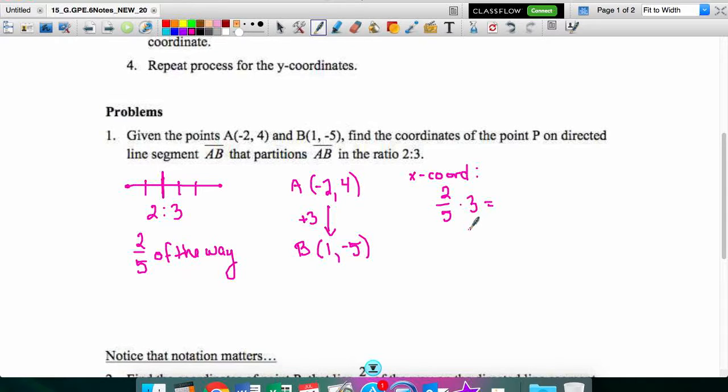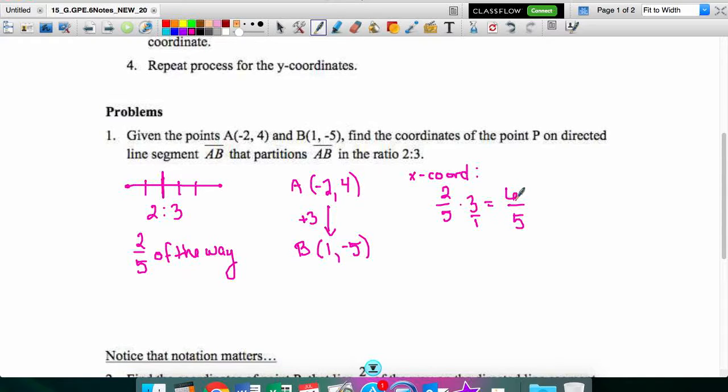So we're going to multiply 2/5 times 3. When you multiply fractions, don't forget, you're going to multiply across the top and multiply across the bottom. If you have a single integer, this is like the number over 1. So 2 times 3 would be 6, and 5 times 1 gives me 5. So we're going to travel 6/5 of the way.